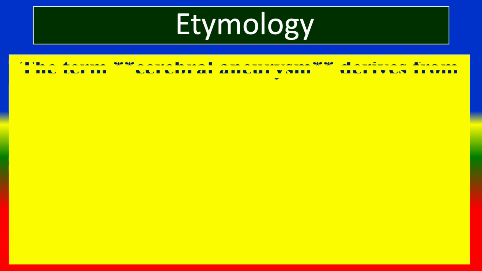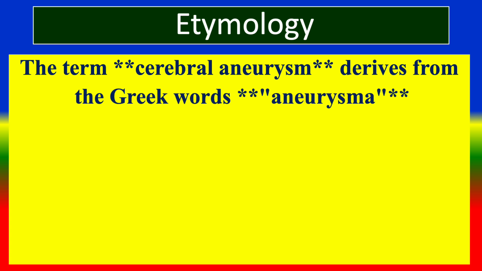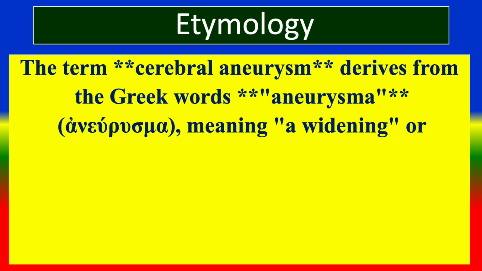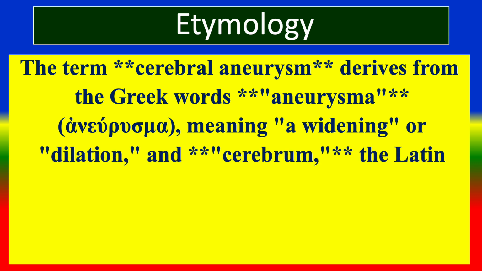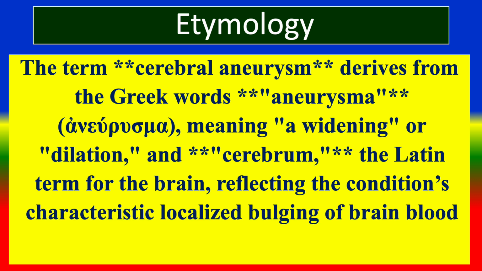Etymology. The term cerebral aneurysm is derived from the Greek word aneurysma, meaning a widening or dilatation, and cerebrum, the Latin term for the brain, reflecting the condition's characteristic localized bulging of brain blood vessels.